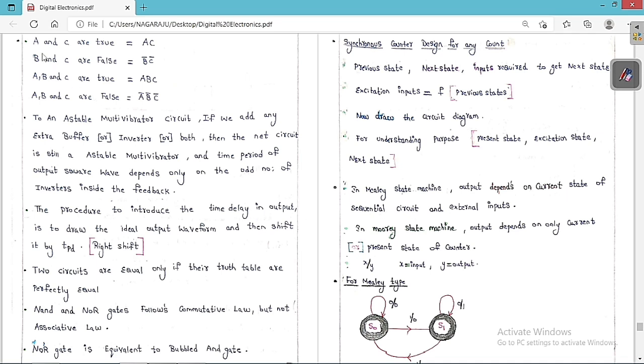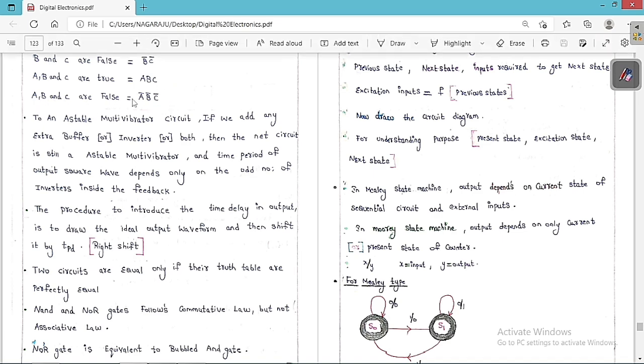So you can say clearly, if A and C are true, means A into C. If B and C are false, means B bar C bar. If A, B, C are true, means A, B, C. If A, B, C are false, means A bar, B bar, C bar. So these are the conditions that you always have to keep in your mind.